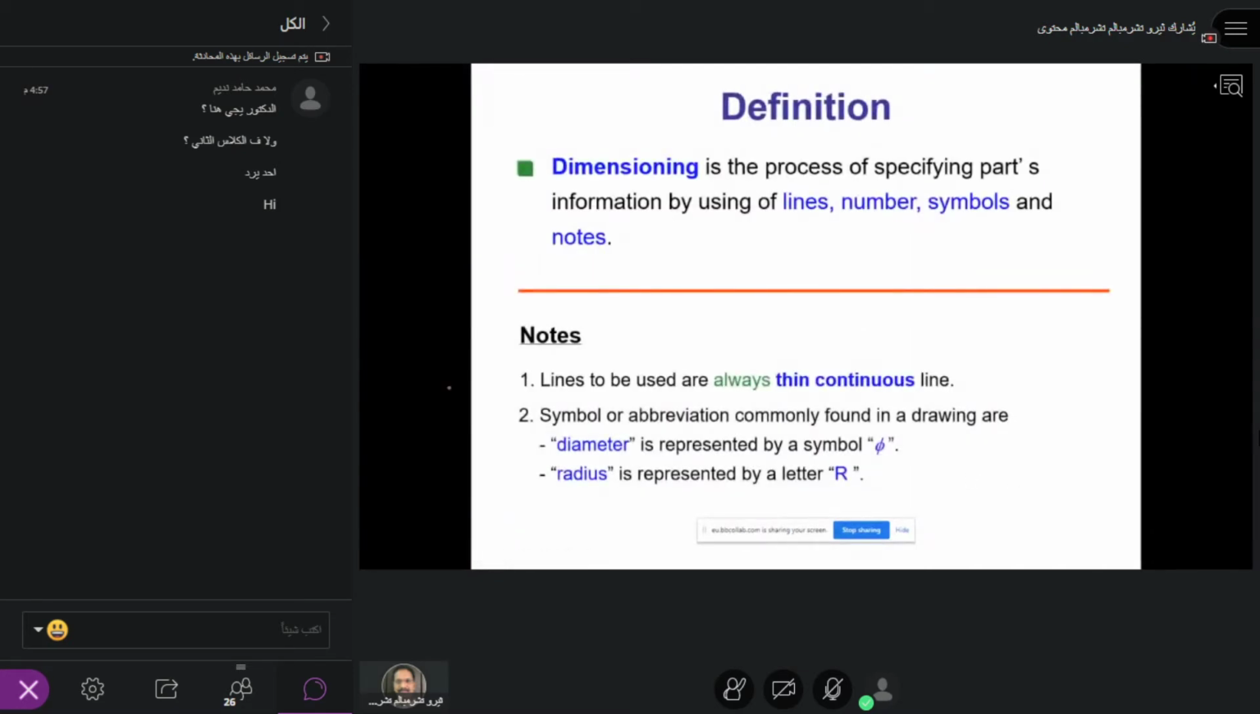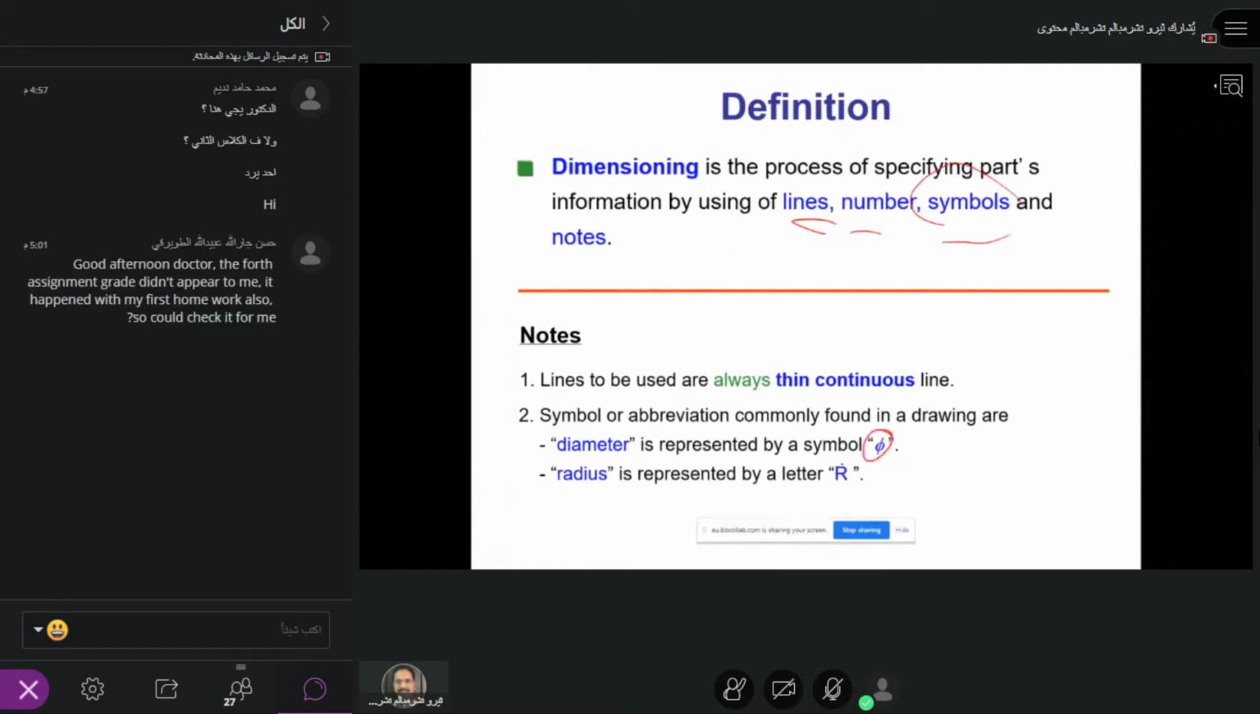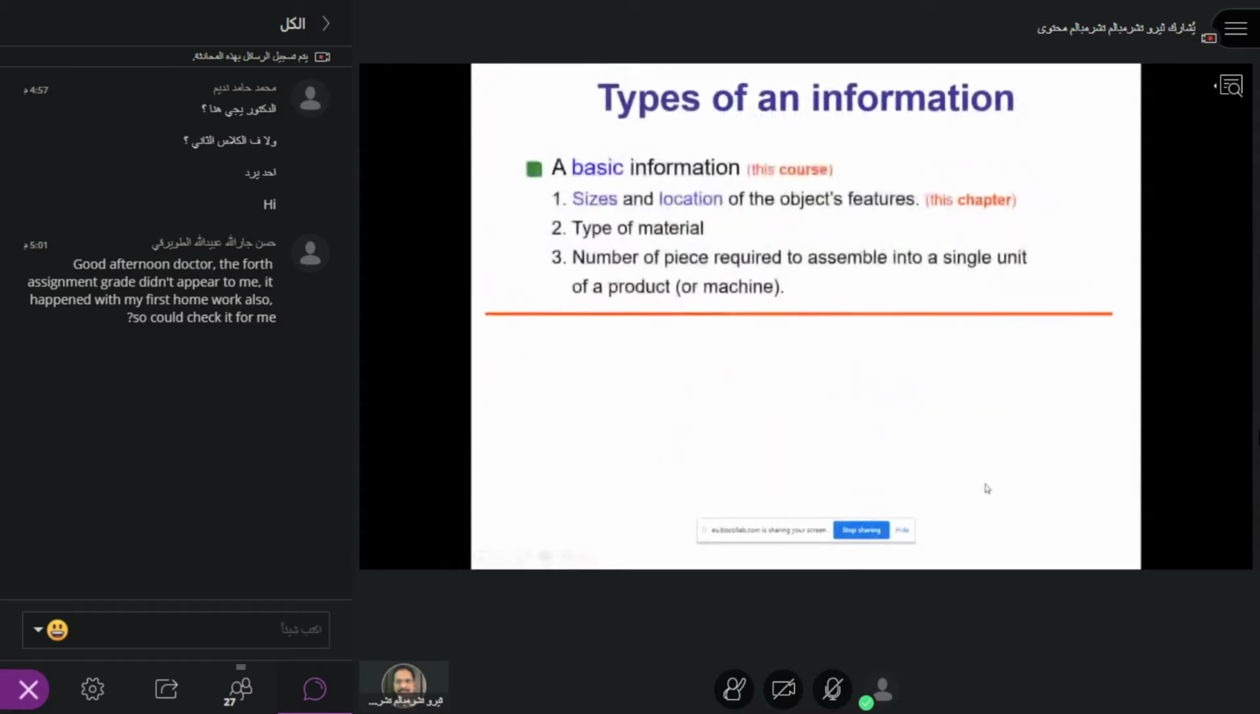The only difference here is that dimension includes the lines, numbers, and symbols. So lines we already know, numbers we know, and the symbols means the diameter. Diameter is always indicated with a diameter symbol like this, and radius is R. Okay. Then types of information.